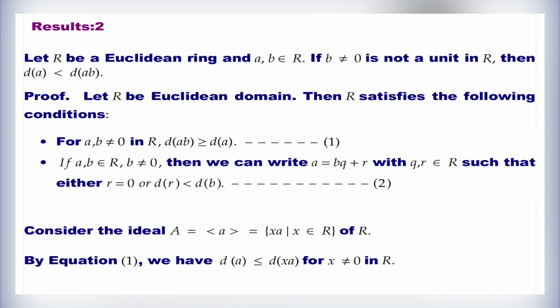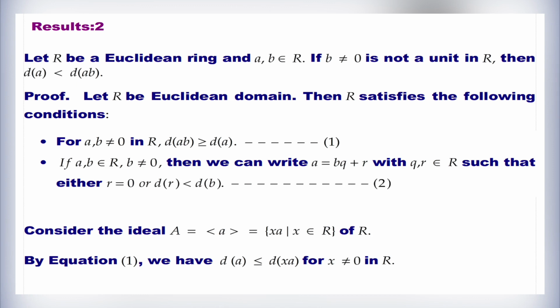The second result is, let R be a Euclidean ring and A and B in R. If B is not equal to 0 and is not a unit in R, then D of A is less than D of AB. Proof is, let R be a Euclidean domain. Then R satisfies the following conditions. The first condition is, for A, B not equal to 0 in R, D of AB is greater than or equal to D of A, which we take as equation number 1.